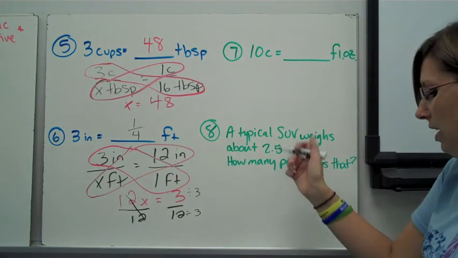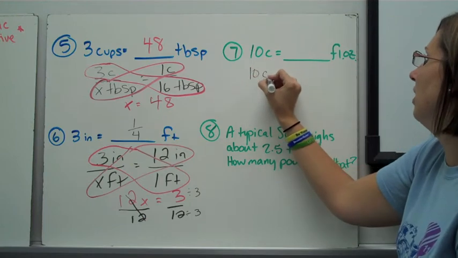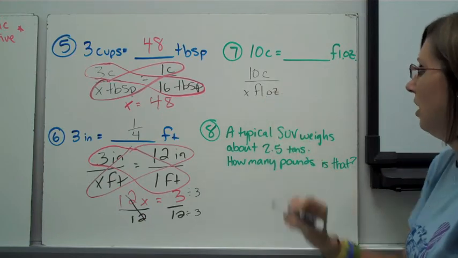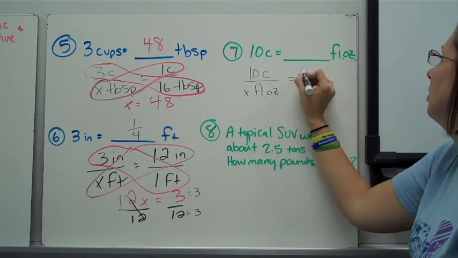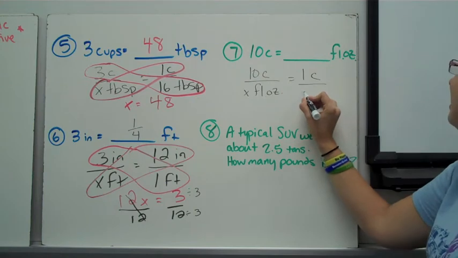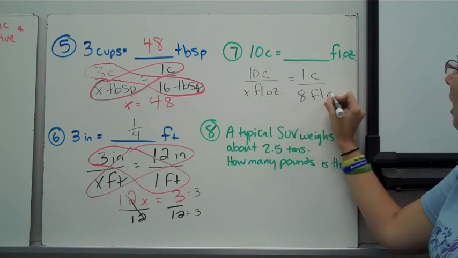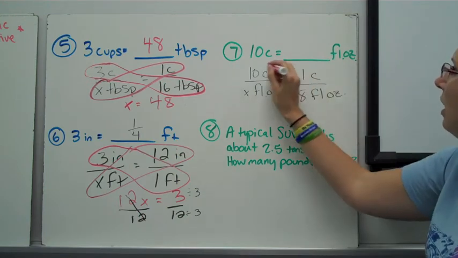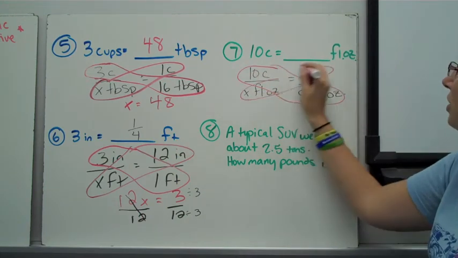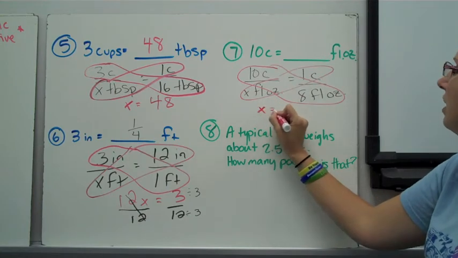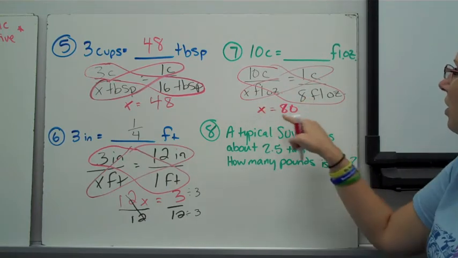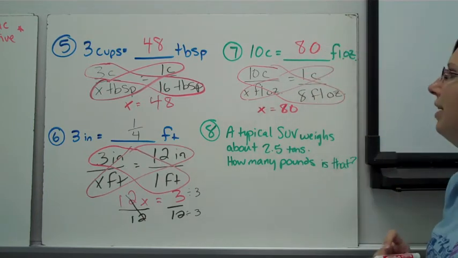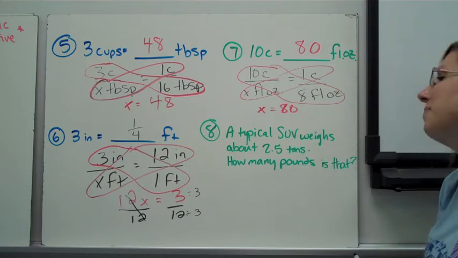10 cups, we want to know what that converts to in fluid ounces. So I know that 1 cup is equal to 8 fluid ounces. I'm going to cross multiply to figure out what x equals in my proportion. So I have 1x, and that equals 80. So if x stood for my fluid ounces, I would have 80 fluid ounces. That's equal to 10 cups.